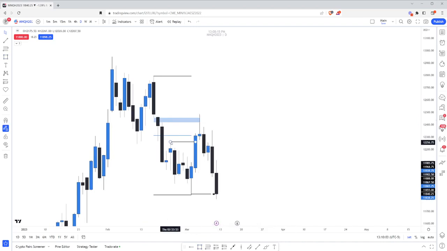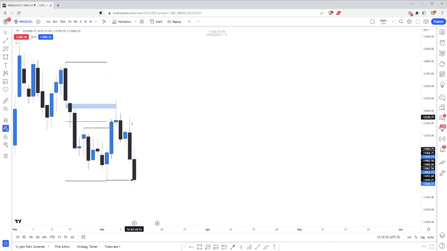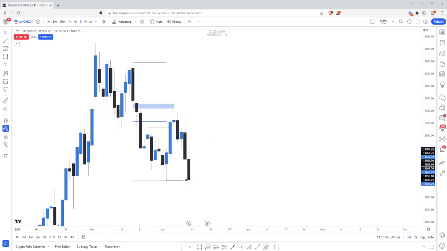We took out liquidity that was resting below a premium, and we showed a desire to move away from that. So in this, the expectation is we're going to take out this low. Don't overcomplicate it. That might not always happen.